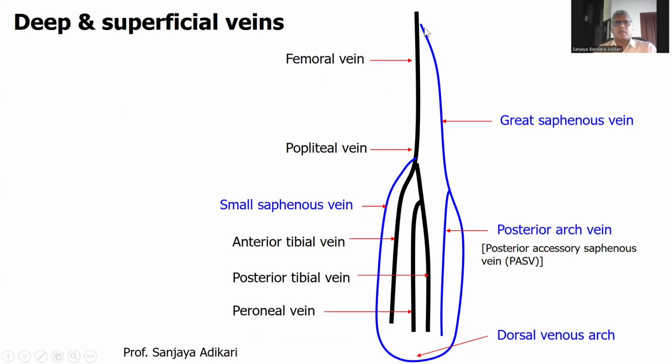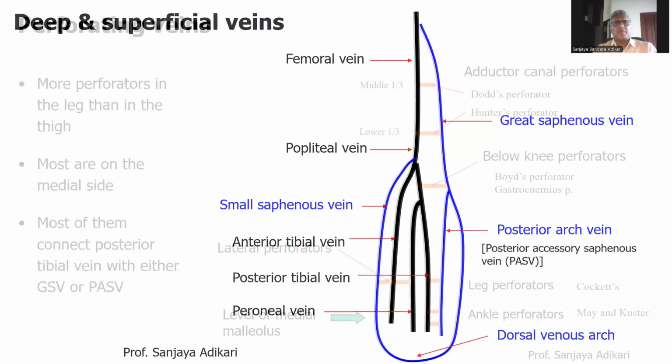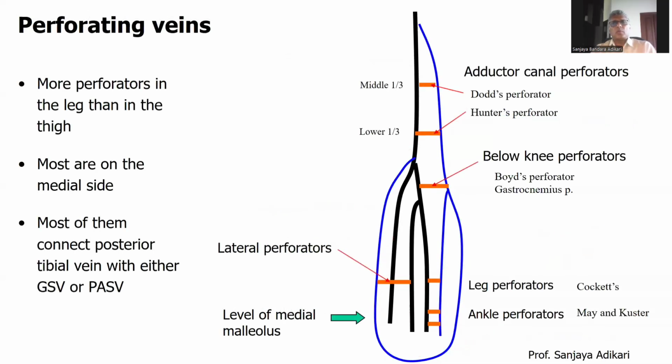Great saphenous vein enters the femoral vein at the saphenofemoral junction. Small saphenous vein enters the popliteal vein at the popliteal fossa. Then I have also added here the posterior arch vein, or the PASV, which enters the great saphenous vein and is an important tributary. Now, you know that in the lower limb, superficial veins drain into deep veins through perforating veins or perforators.